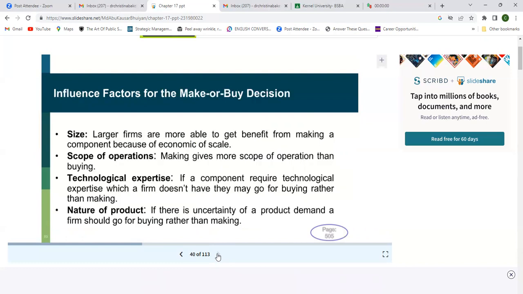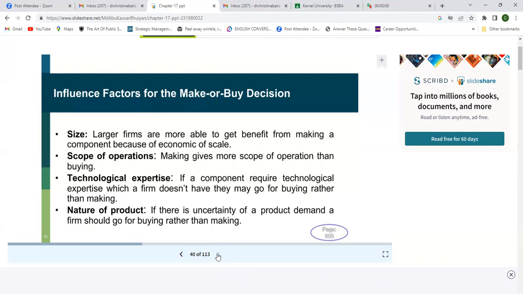Influence factors in the make or buy decision. Size. Larger firms are able to benefit from making a component because of economies of scale. Scope of operations. Making gives more scope to operations than buying.